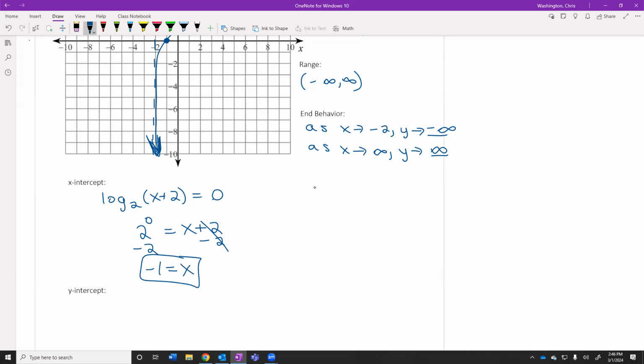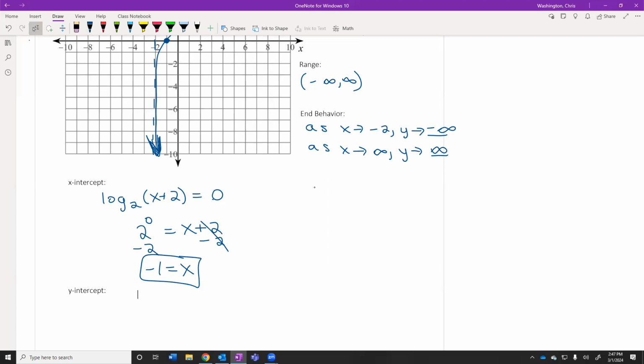So for the x-intercept, we're going to set the equation equal to 0 and solve for x, whether it's an exponential, a logarithm, a square root, a cube root, absolute value, quadratic, linear, it doesn't matter. If we want to find the x-intercept, we set the equation equal to 0 and solve for x.